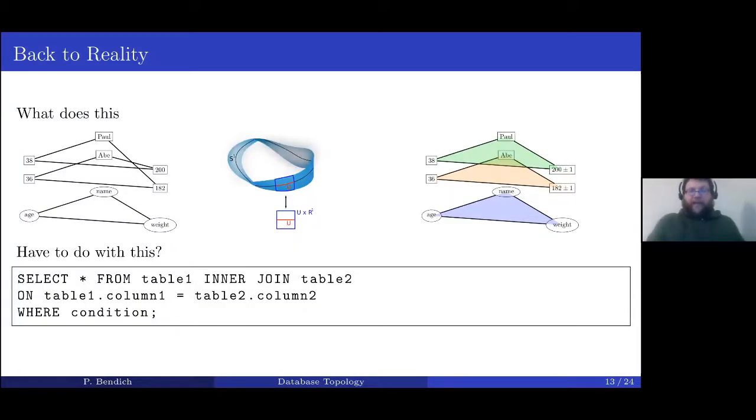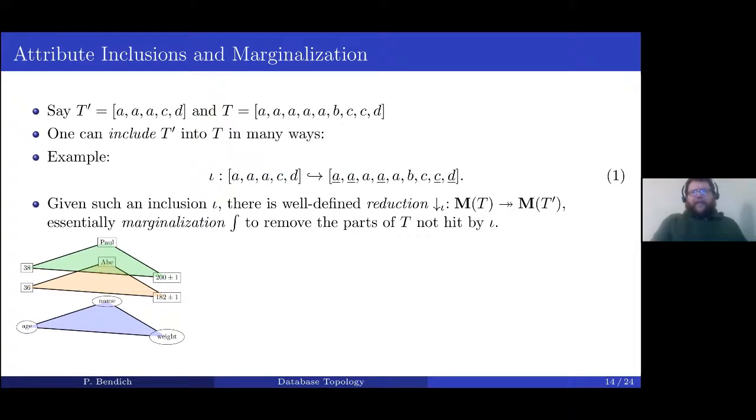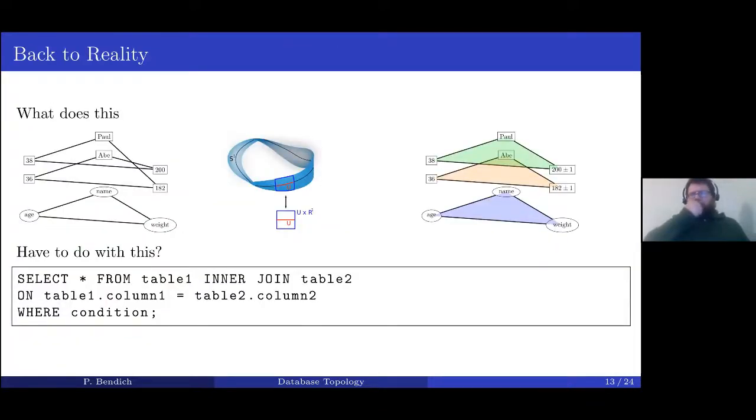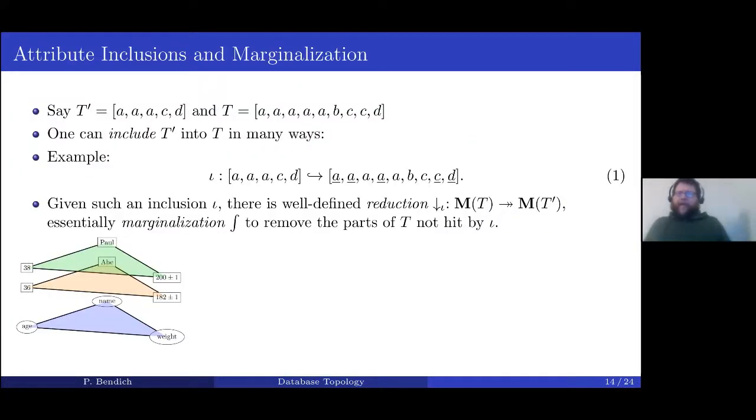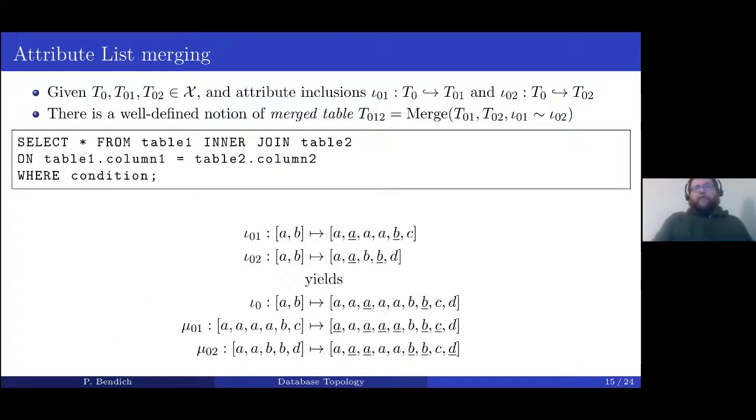Okay, so back to reality. And I think in interest of time, I'm going to skip through the next few slides. The point about all this, and this is bookkeeping in the paper, is that there's a nice way to talk about all of these mergers that actually make sense. So there's a way of saying, I want to include one data attribute list into another, and there's a well-defined notion of merge.